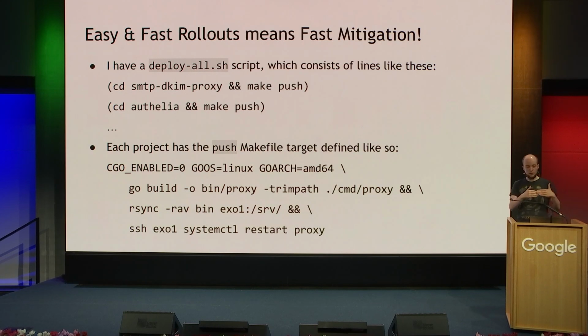But then, I just have a list of all of the Go programs that I run on my servers. I just change into all of them one by one and just run make push. And the push target in the makefile I've defined at the bottom of the slide here. So a relatively simple pipeline of just 3 commands: a go build command, an rsync command, and an ssh command.